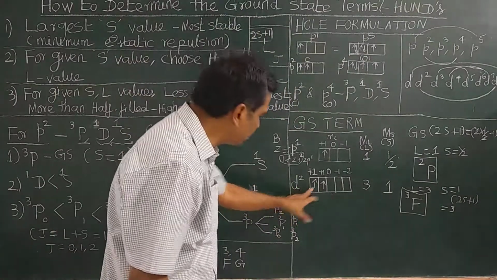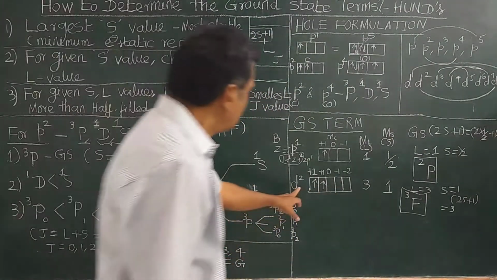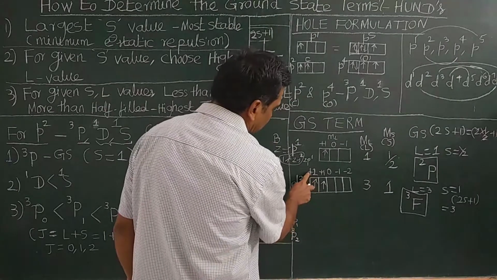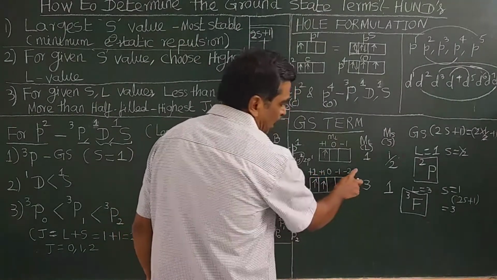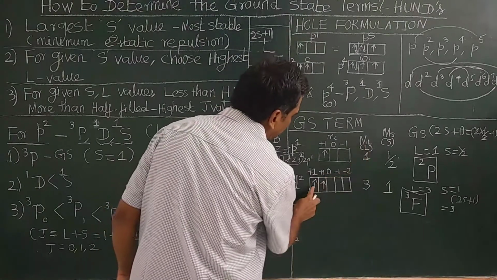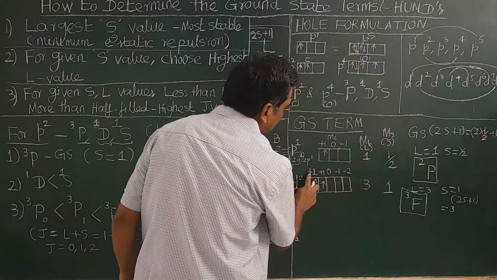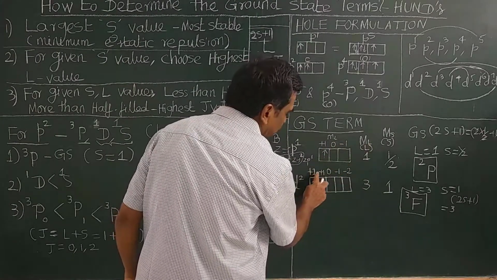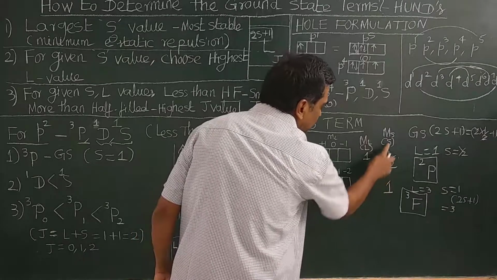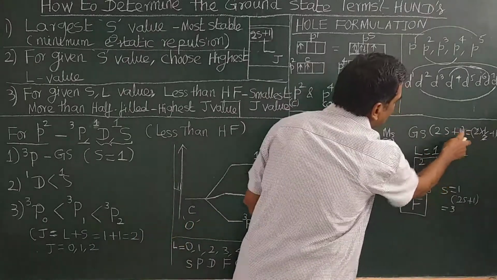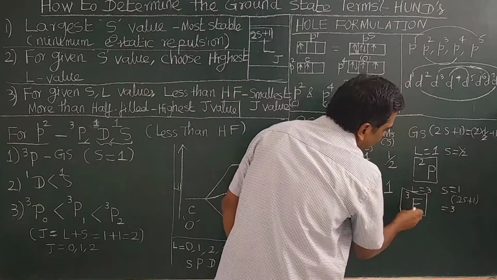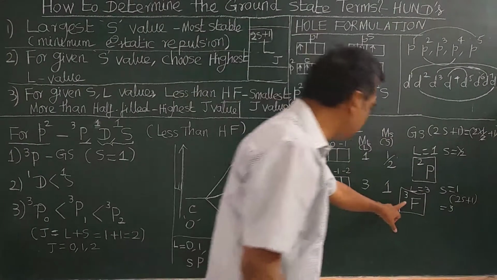Now, for example D2. For D2, what is the ground state term symbol for the D2 electronic configuration? Therefore, plus 2, plus 1, 0, minus 1, minus 2. There are 2 unpaired electrons. Therefore, the summation of ml equal to plus 2 plus 1, plus 3, and the summation of ms, 1 by 2 plus 1 by 2, S equal to 1. Therefore, 2S plus 1 equal to 2 into 1 plus 1 equal to 3. Therefore, 3F is the ground state term symbol.